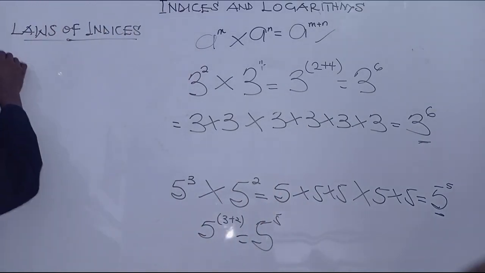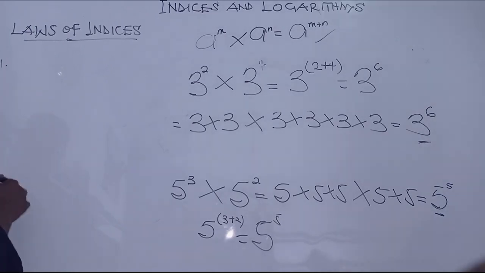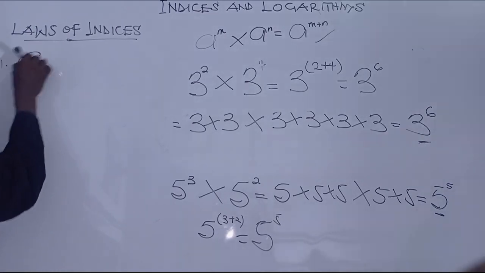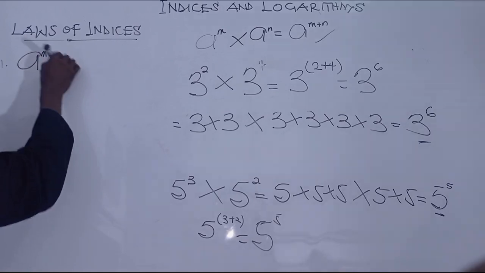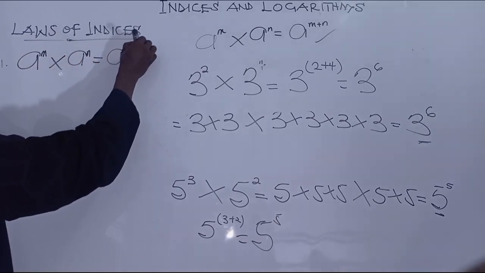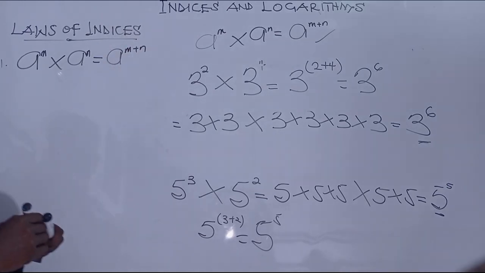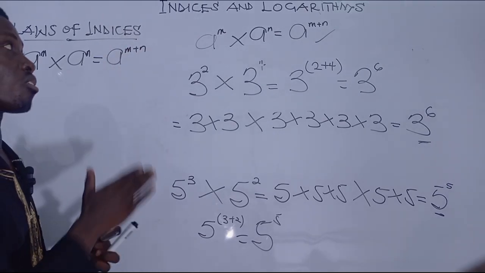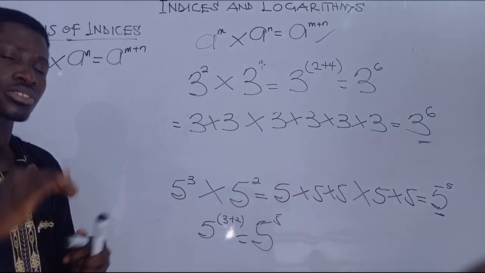So we have our first one. We have A raised to the power m multiplying A raised to the power n is the same as A raised to the power m plus n. And this law is called the multiplication law of indices. Let's look at another law.